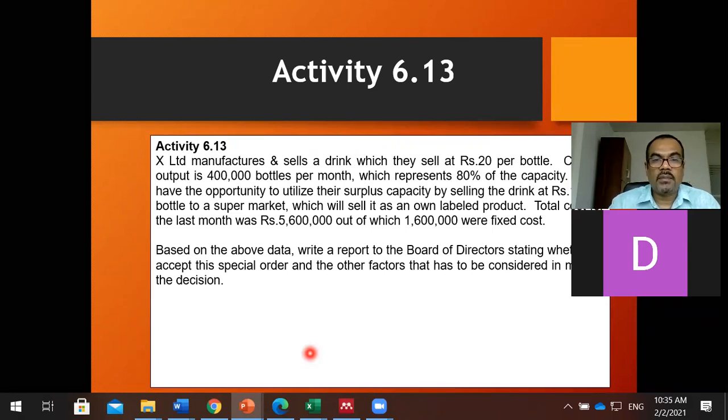6.13 says X Limited manufactures and sells a particular drink, which they sell at. So one question, one minute.